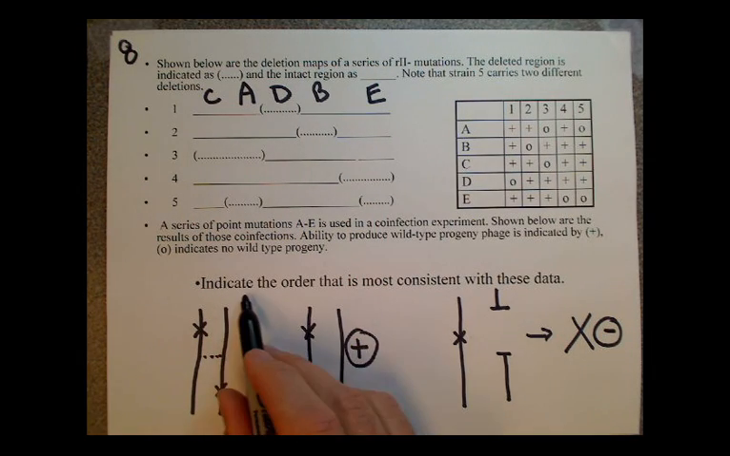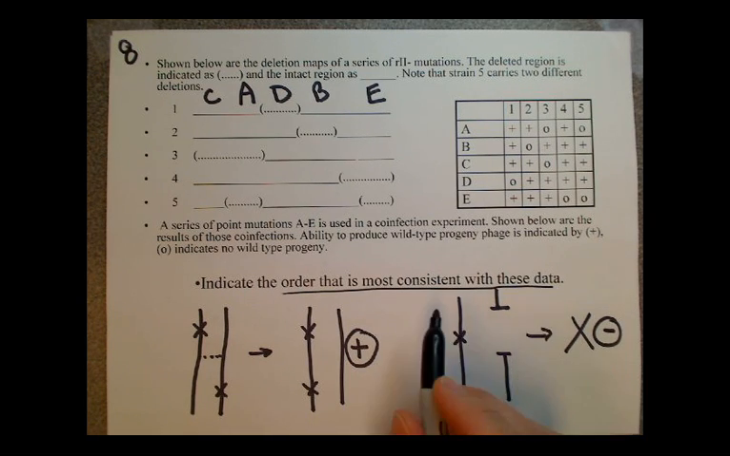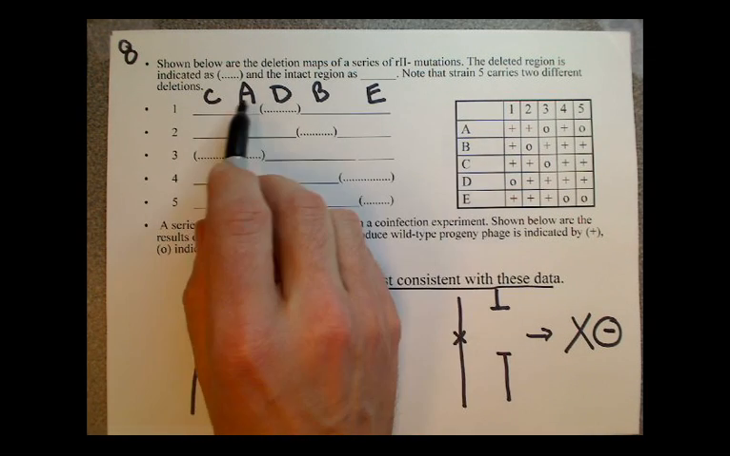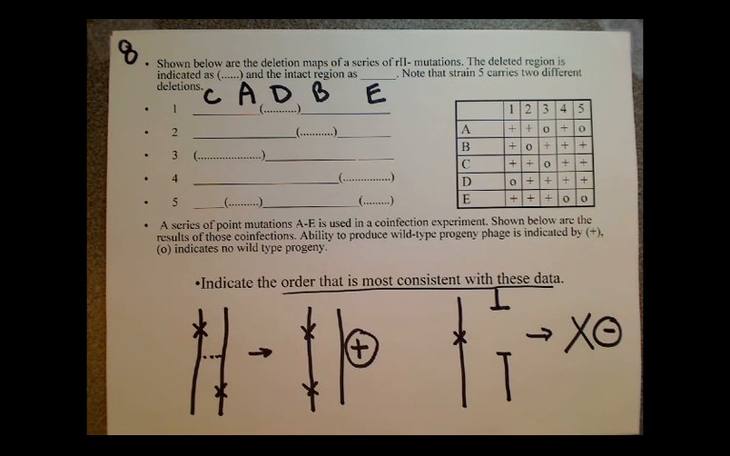So then the order is what they're actually asking for. What's the order that's most consistent with these data? And it would be what's shown up here. So C, A, D, B, E would be the order of these mutations along the chromosome.